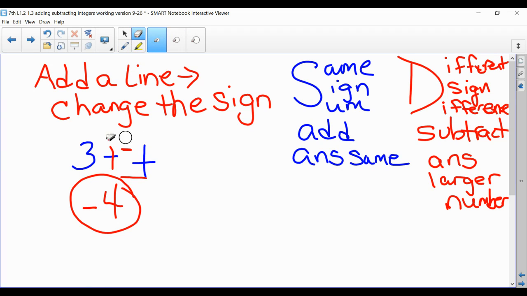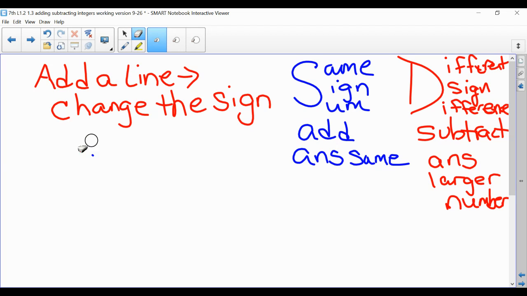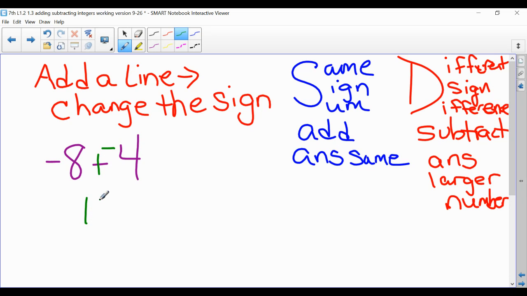Let's do a couple more subtraction problems so that we can remember a little bit more how to do this. So let's say I have -8 minus 4. And I have to add a line, change the sign, means my new math problem is -8 plus -4. Those are two negatives, same sign sum, means I'm going to add. So 8 plus 4 is 12, and the answer stays the same. So since it's two negatives, my answer is also going to be negative.